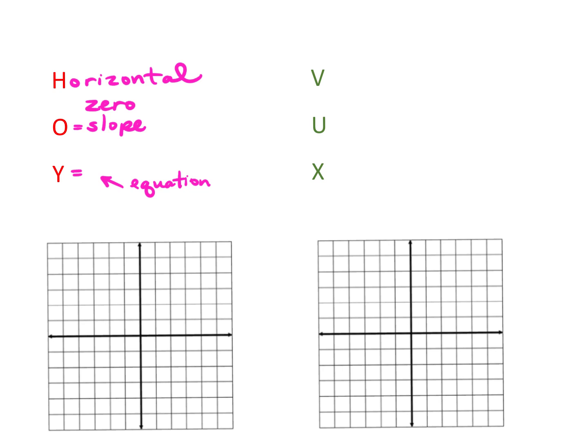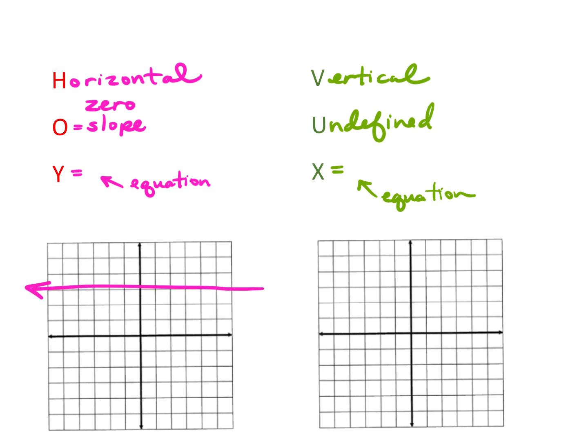VUX is a vertical line. Has what kind of slope? Undefined. Okay, and that equation is x equals. So let me give you an example of each. If I give you this line, okay, that is a horizontal line. The slope of that line is what? 0. 0 slope. And if I were to write the equation of that line, I would say x equals or y equals? Y equals what value? Where do we hit the y-axis?